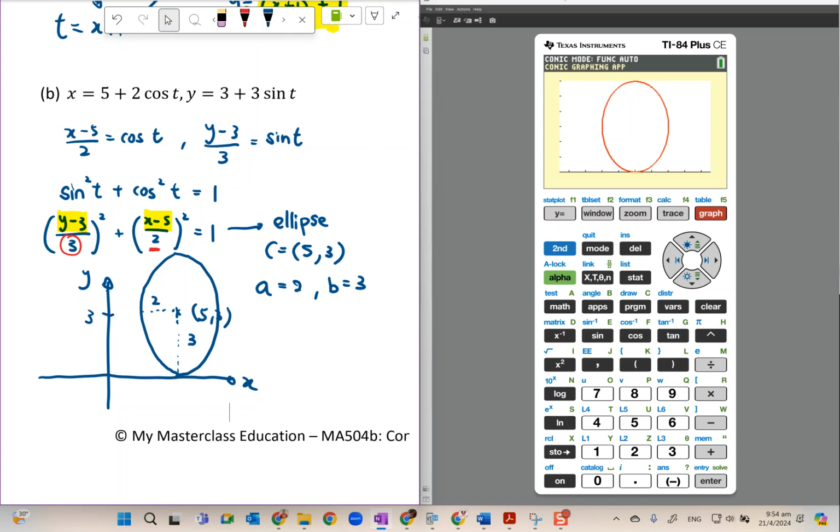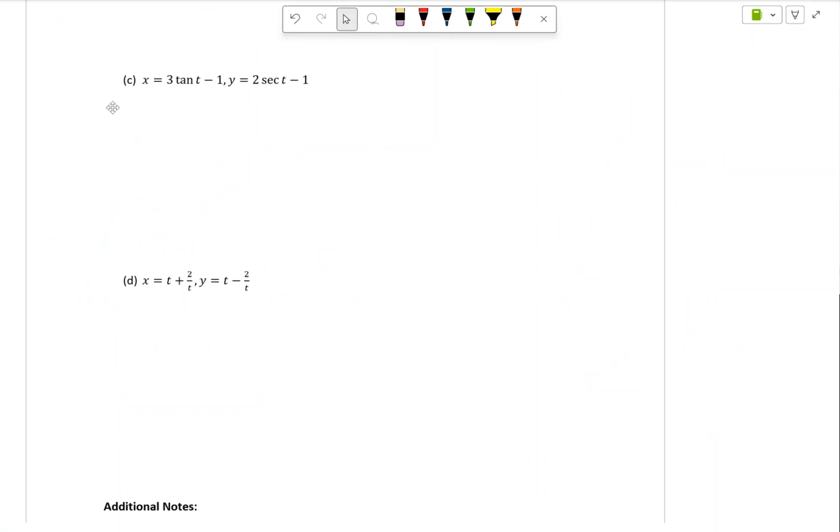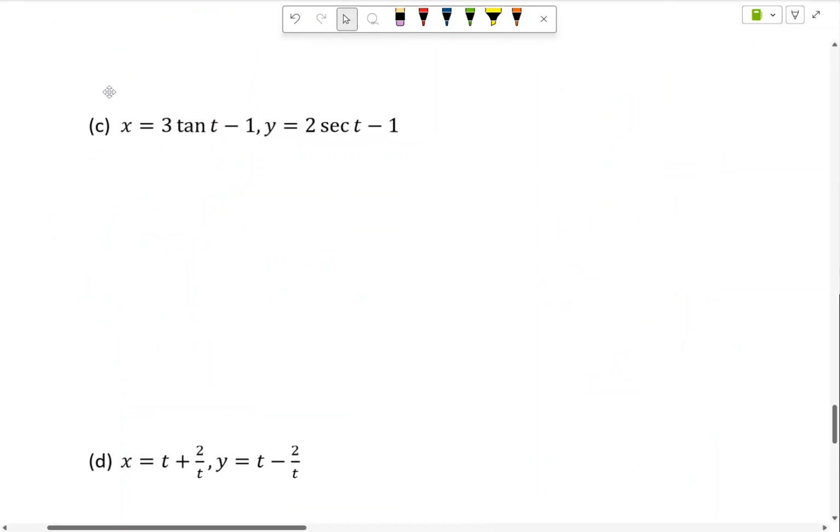Next would be involving tangent and secant. So if you cannot remember the formula that governs tangent and secant, I also always do this.